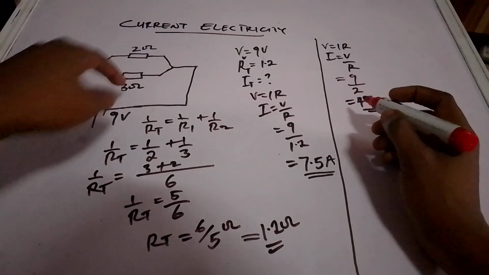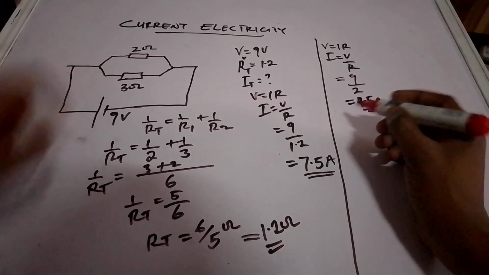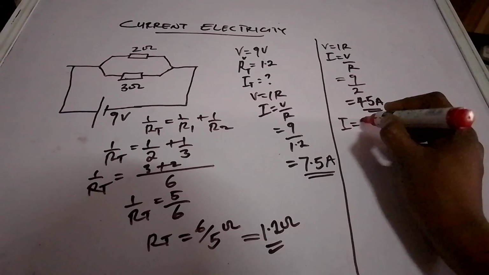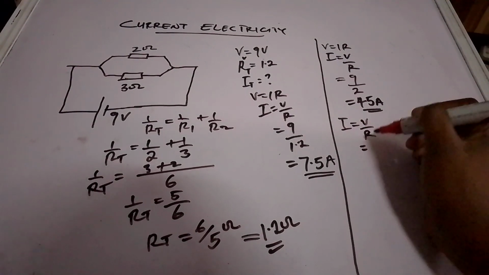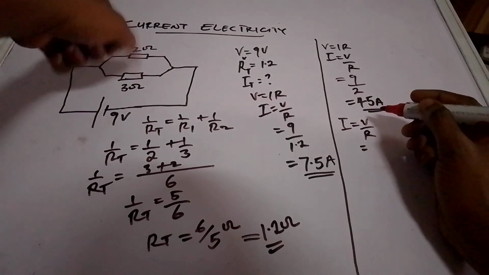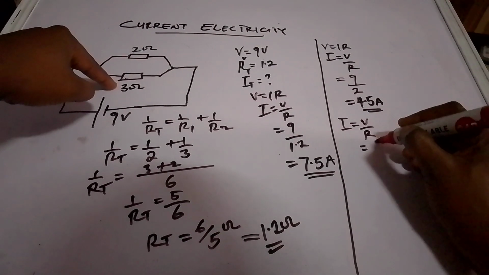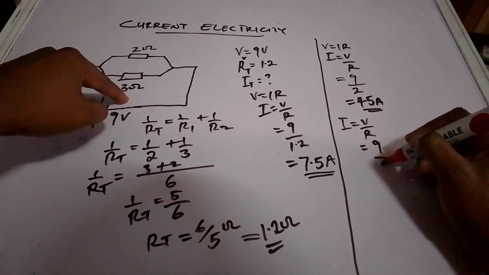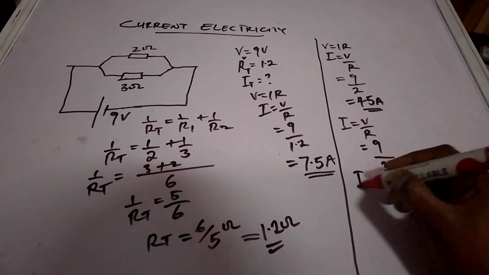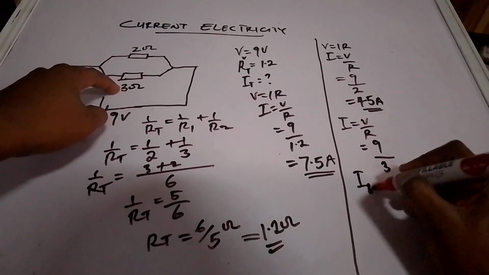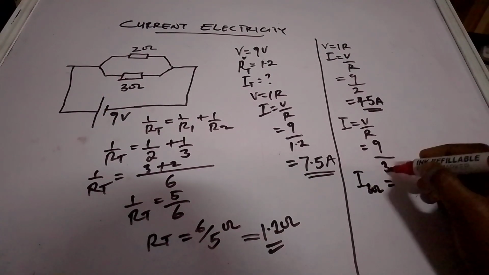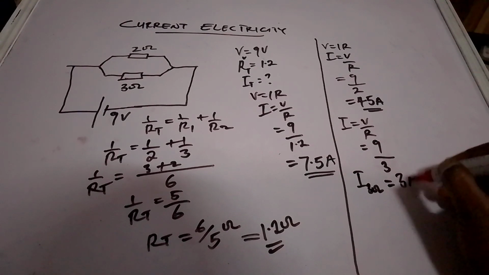So now let's look at current across these 3 ohms. The current across these 3 ohms is also going to be I equals V over R. It's going to be the voltage here, and because they are in parallel, they have the same voltage. The voltage is still 9 volts, and resistance there is 3. So the current across this 3 ohm resistor is 9 over 3, and 9 over 3 is 3 ampere.